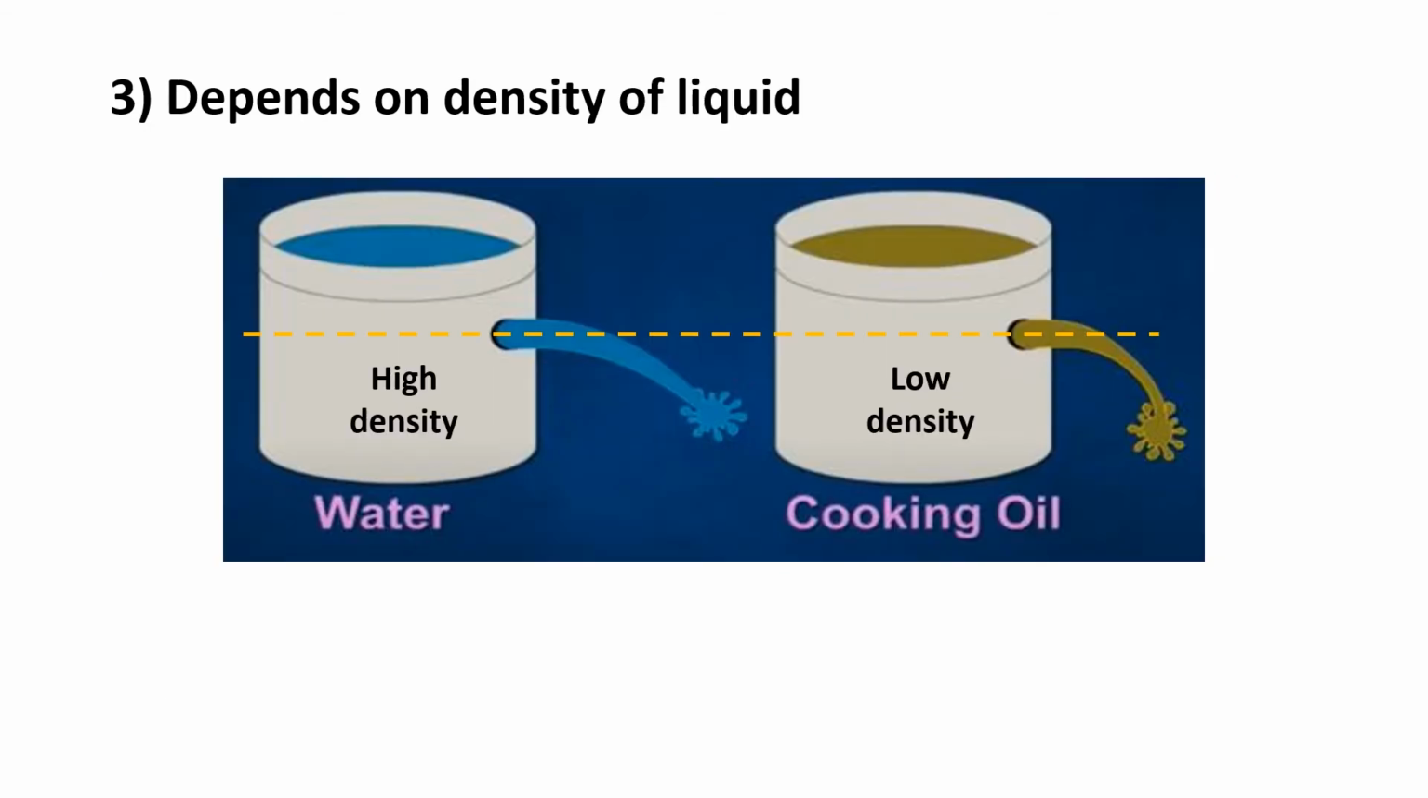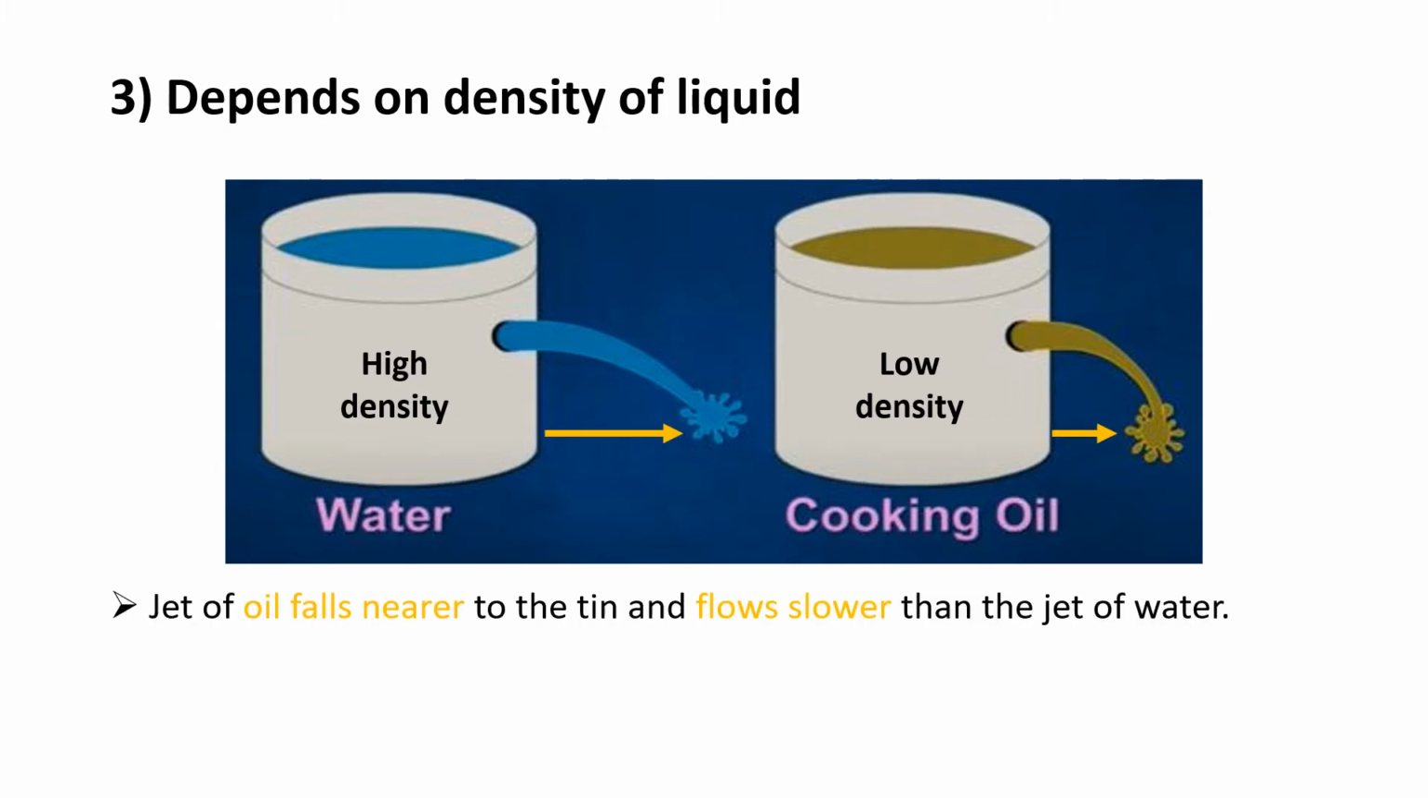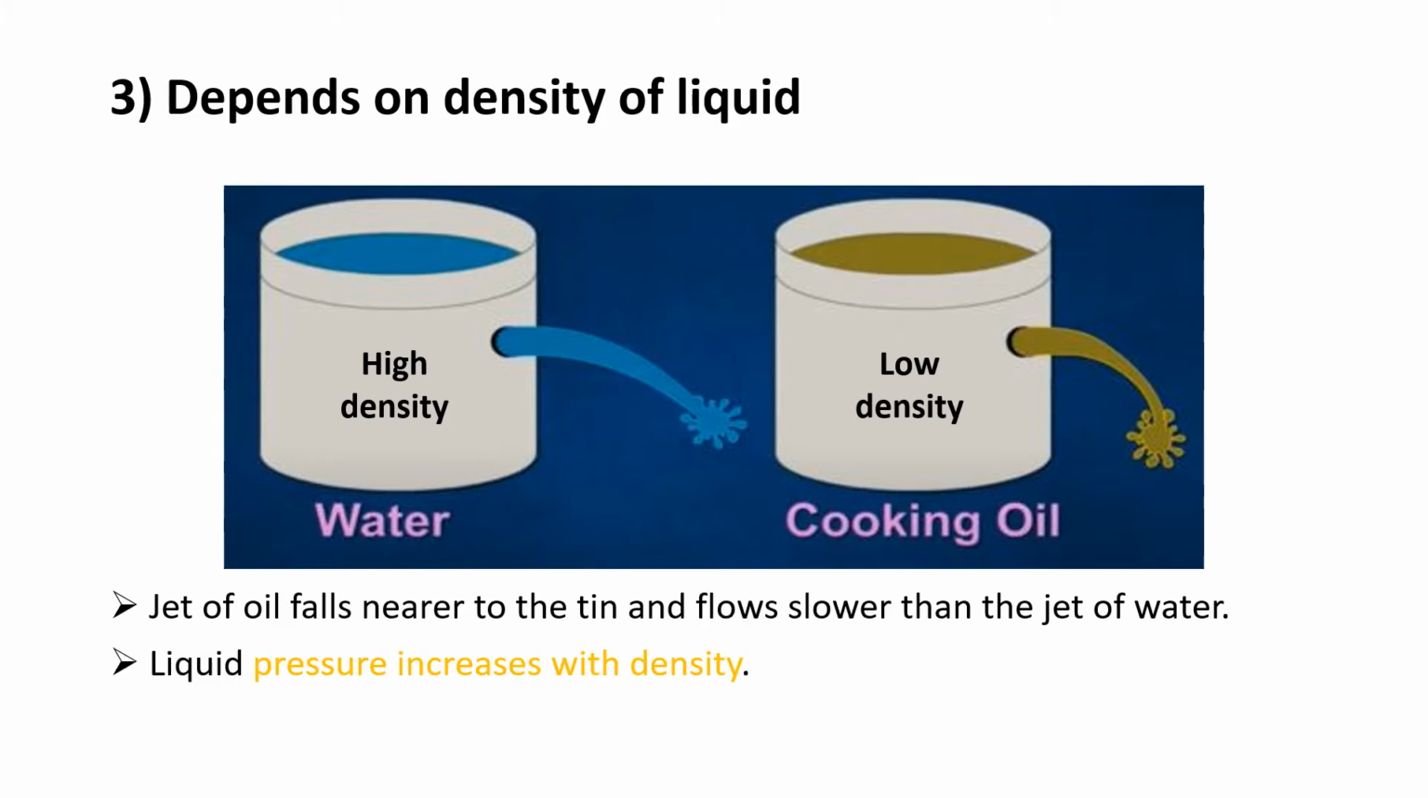Pressure depends on the density of the liquid. A hole is made at the same height on the side of each of two similar tins, one filled with water while the other one is filled with cooking oil. It is found that the jet of oil falls nearer to the tin and flows slower than the jet of water, although both tins contain equal amounts of oil and water. This shows that oil pressure is less than water pressure, therefore the pressure of a liquid increases with density.